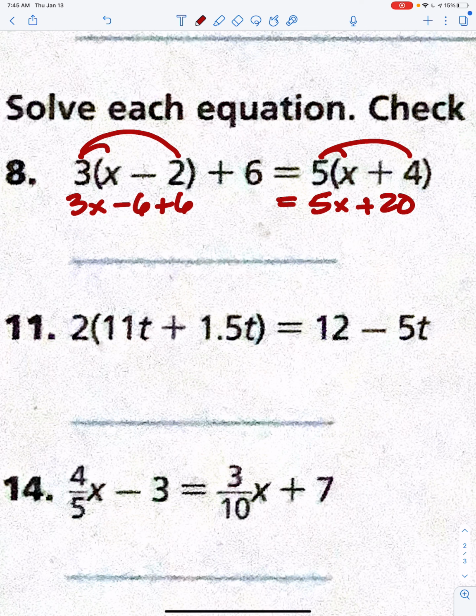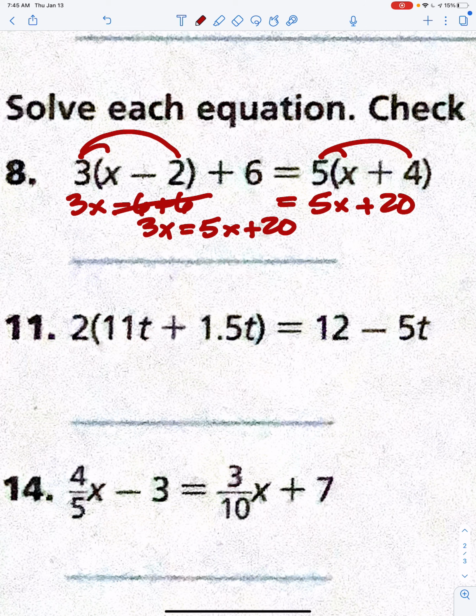All right, now we need to combine like terms. So on the left side, I can just cancel the negative 6 and plus 6, because when I add 6 to a minus 6, I get 0. So that just cancels out. So I can rewrite it again: 3x equals 5x plus 20.